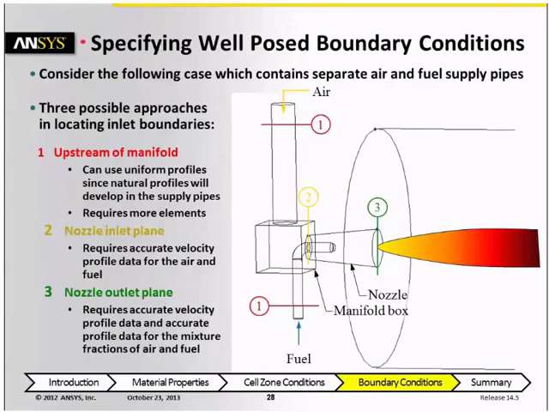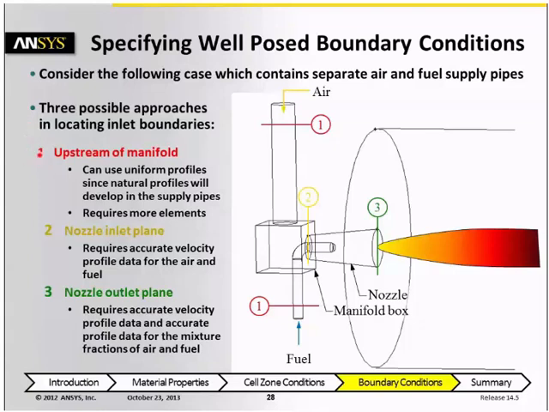In many cases, there can be more than one choice for where to locate the boundaries of the computational domain. The picture here shows one such example. The application is a combustion chamber. Air flows through a supply pipe into a manifold and then into a nozzle. Fuel is introduced into the nozzle through a separate supply pipe. The air and the fuel mix, and then the air-fuel mixture enters the chamber and combustion takes place. So in this system, you could consider three possible locations for the inlet boundaries.